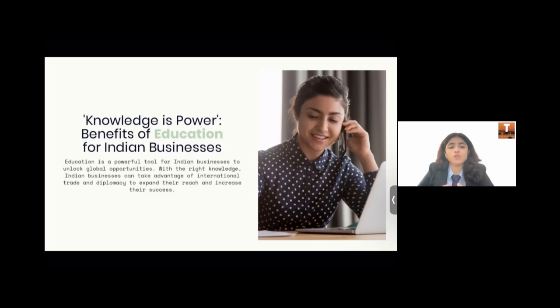A strong entrepreneurial ecosystem supported by education institutions enables aspiring entrepreneurs to acquire the necessary skills and knowledge to start and grow successful businesses in India. With this, we'll go to the next slide.